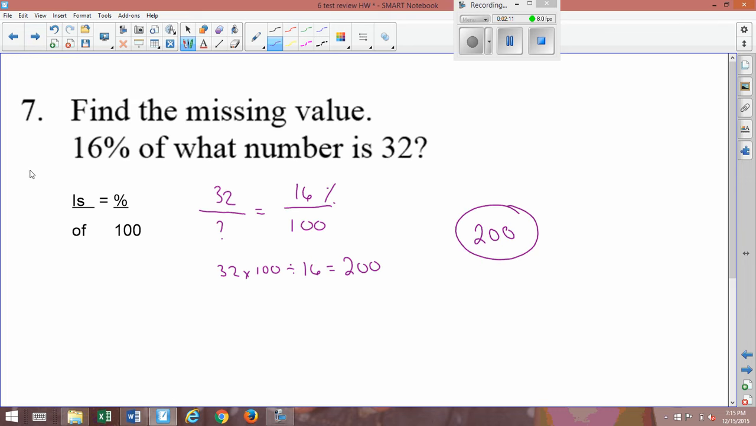Find the missing value. 16% of what number is 32? So is over of equals percent over 100. This is our is, and it says is 32. So we put the 32 up here over question mark because it says of what number, of what. 16% over 100. You do crisscross divide. You end up with 200.